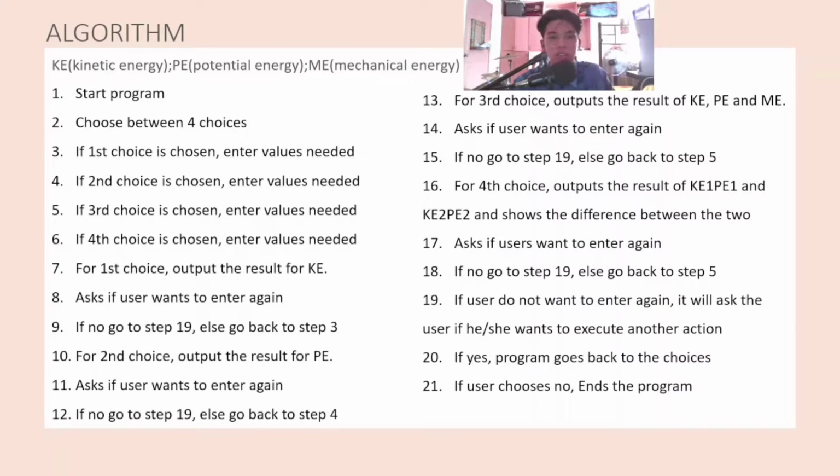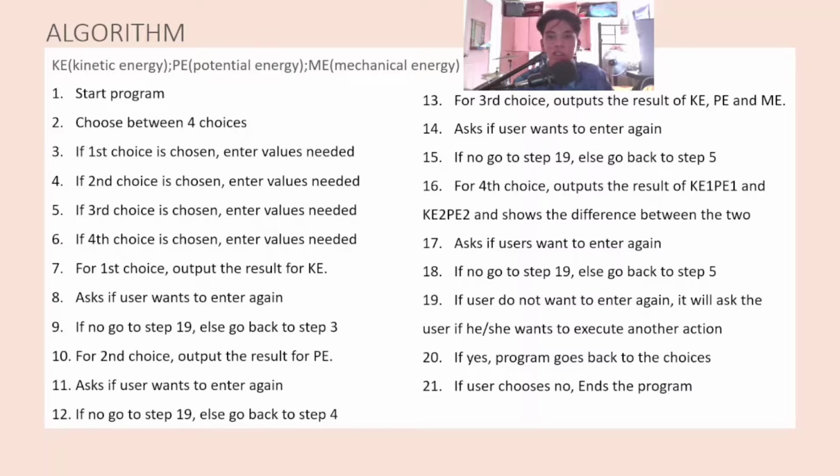For first choice, it will output the result for KE or kinetic energy. And after outputting the result, it will ask the user if he or she wants to enter again. If no, go to step 19, else go back to step 3 where the user will enter again the values needed. For second choice, output the result for PE or potential energy. Then the same as if users want to enter again. If no, go to step 14, else go back to step 4.